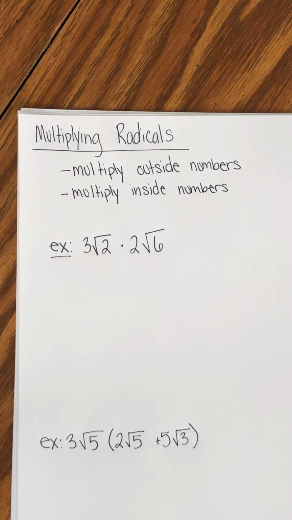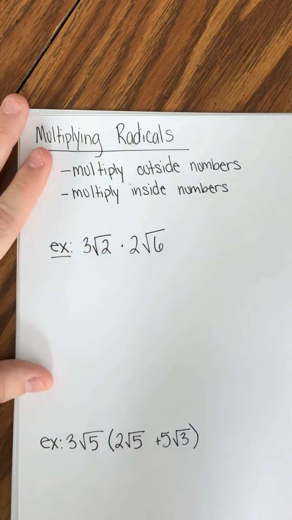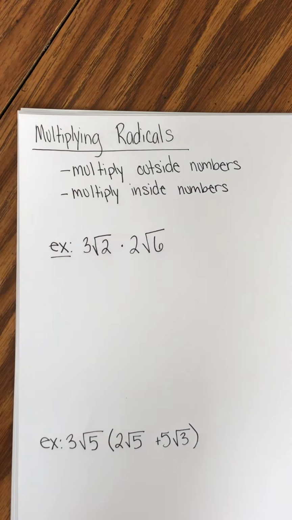All right, guys, last week we talked about adding radicals, and we said there was a difference between if the radicals were like or unlike. This week we're going to talk about multiplying radicals, and lucky for you, it's very simple. All you do is multiply the outside numbers, and then you multiply the inside numbers.